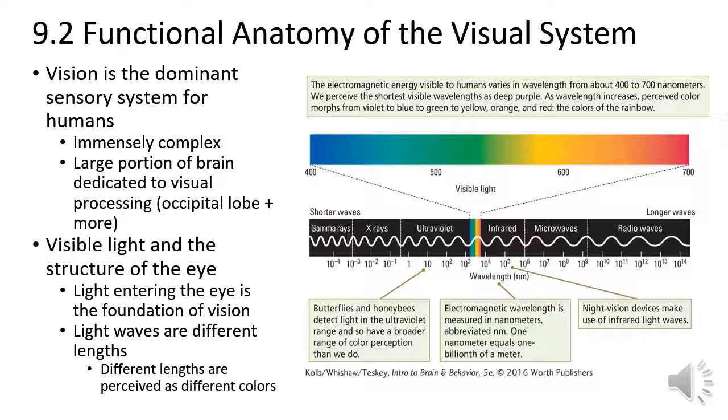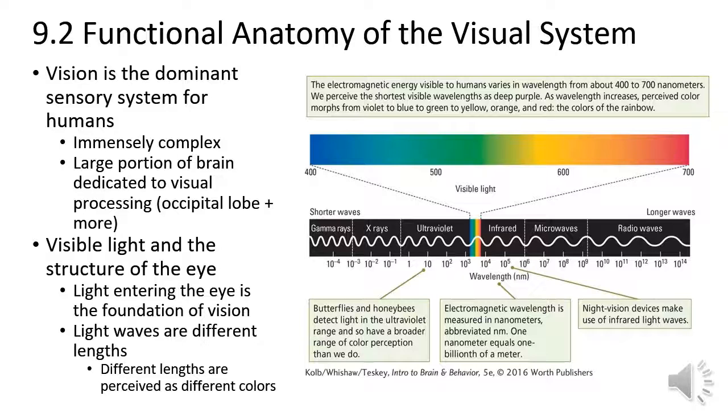Okay, so moving on to section 2, functional anatomy of the visual system. The rest of this chapter is going to be about the visual system. So vision is the dominant sensory system for humans. It's incredibly complex. Scientists dedicate their entire careers to tiny portions, tiny phenomena within the visual system, and there are so many things we still don't understand. A large portion of the brain is dedicated to visual processing, so the entire occipital lobe, plus much more of the brain, as you'll come to learn in the following sections.